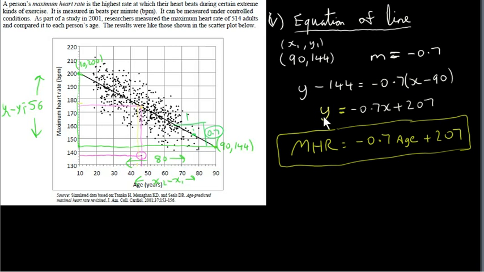Now, what is y and what is x? What are the variables? Well, the y-axis is the maximum heart rate. So I can write MHR for maximum heart rate. And the x-axis is the age of each of the adults. So I can write my equation as MHR equals minus 0.7 times age plus 207.